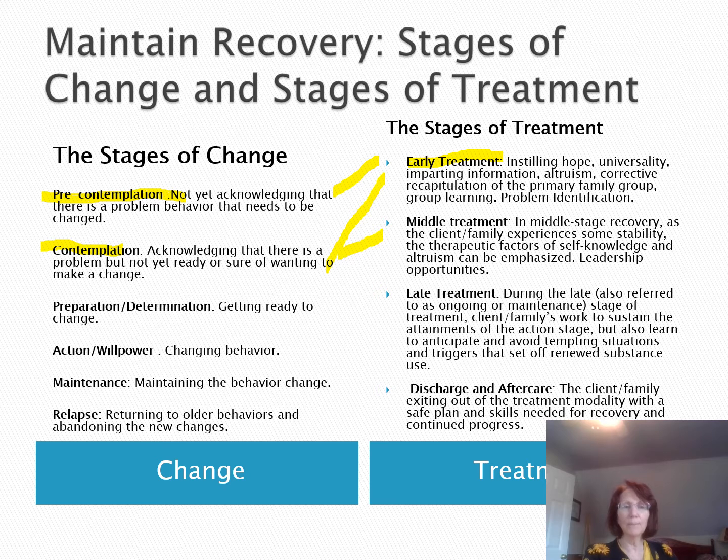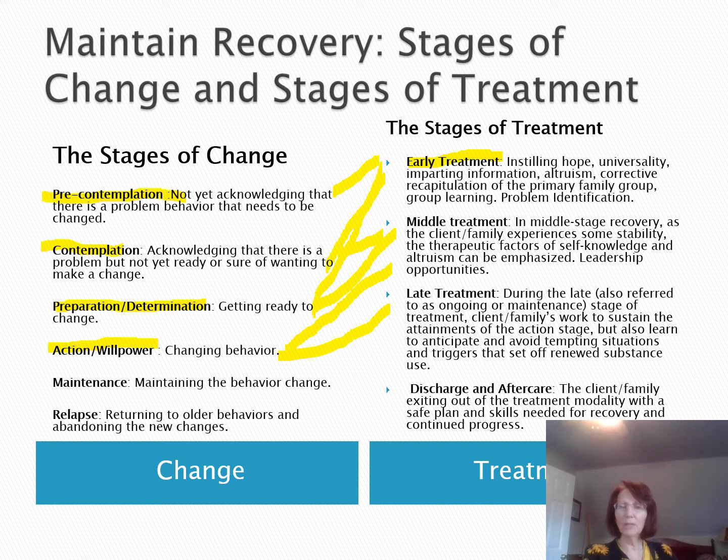giving them group leadership responsibilities. In the preparation determination stage of change, which is getting ready to take a change, which can again be seen in early and middle treatment, is the part where they are starting to experience what those group leadership responsibilities look like. They're starting to be determined. They're voicing the need for change. In the action willpower stage of change, which is changing behavior, that's usually seen in middle and late treatment. And the late treatment is also referred to as the ongoing maintenance stage of change.